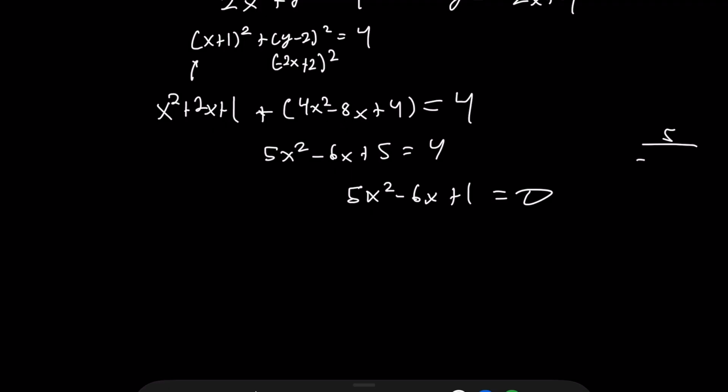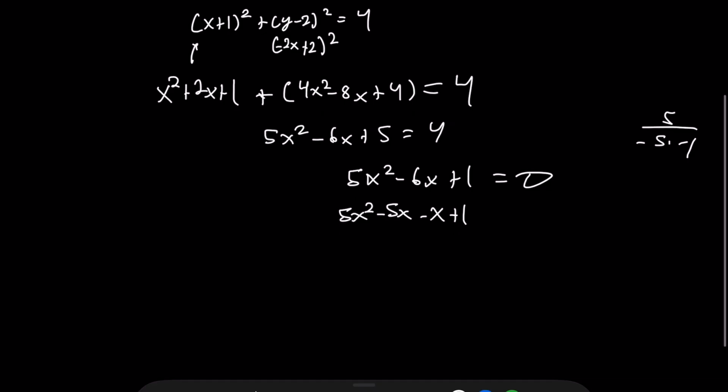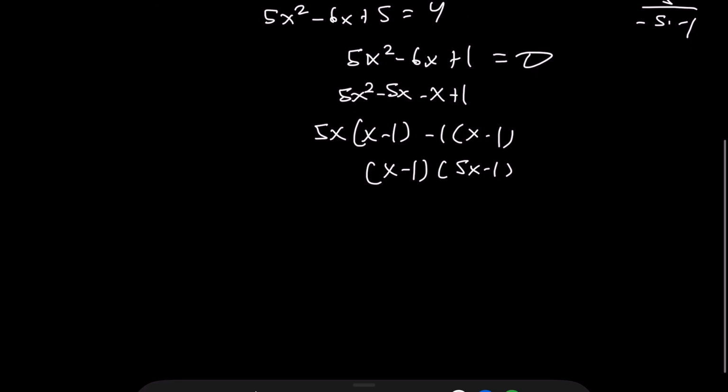Two numbers that multiply to 5, and add to negative 6. So we should be able to break this up. Minus 5x. So this, factor by grouping, pull out 5x, x minus 1, pull out negative 1 here. Okay. Now obviously our answers are x equals 1 and x equals 1/5.